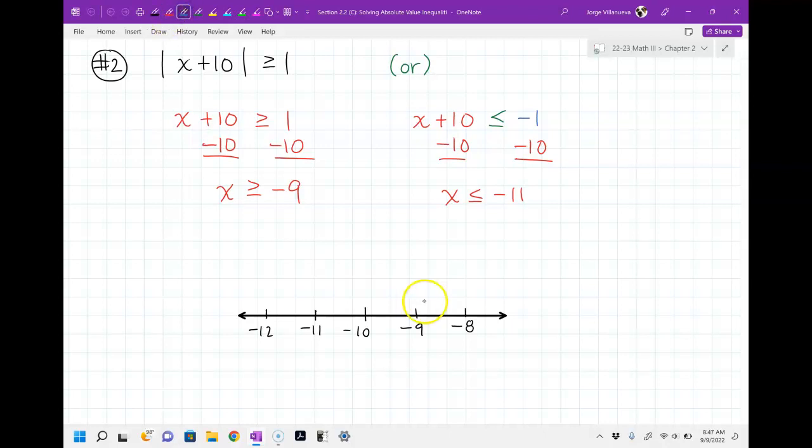So solid dot. Which direction am I going? To the right. Okay, since the x value is on the left side, then follow the arrows, right? If it was on the other side, then go the opposite way. The other one says x less than or equal to negative 11. So I'm going to go negative 11. Solid dot. Which way? To the left. Less than or equal to, less is left. And there you go. You're done. There's your answer.